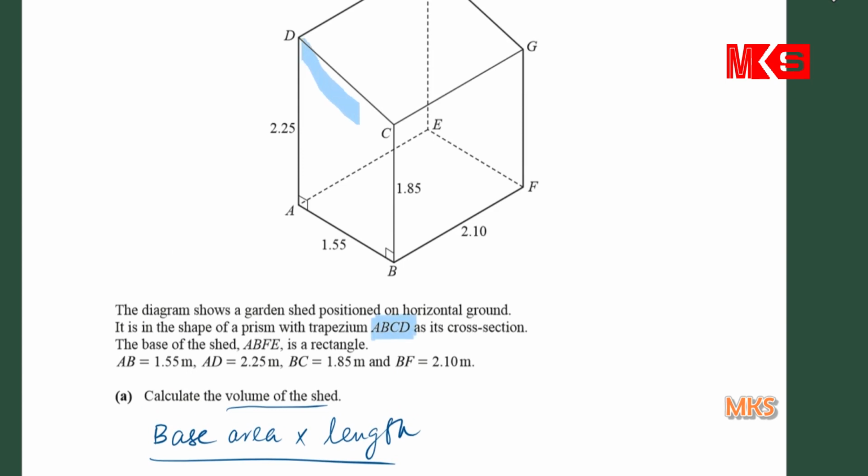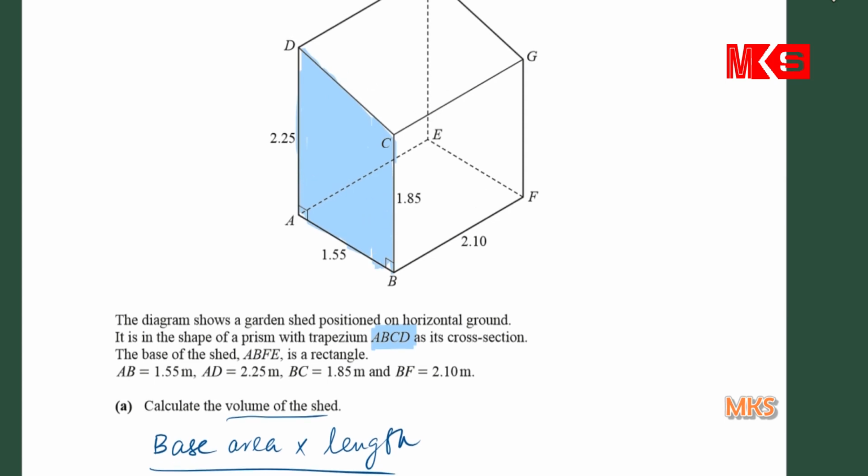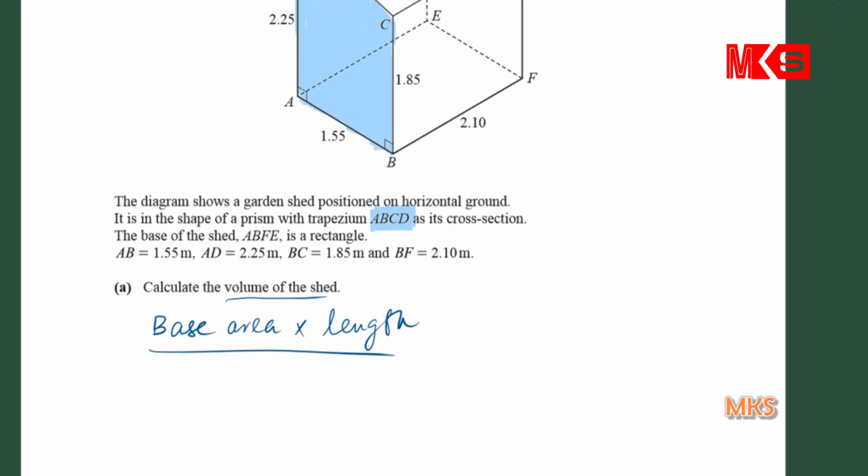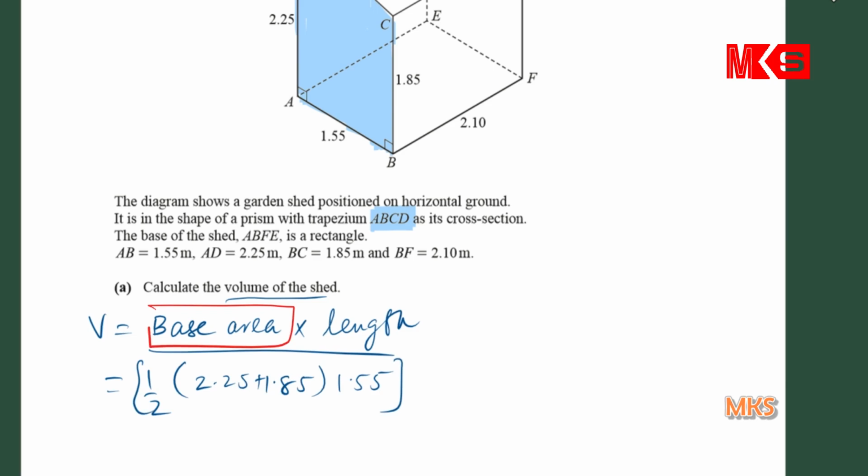So ABCD is this base that will be maintained from front till back. The parallel sides will be AD and BC. So first we will find the area of this base. Volume is equal to base area, and base area is half the sum of parallel lines, 2.25 plus 1.85, times height, which will be taken as 1.55. This is base area, and length will be 2.10.